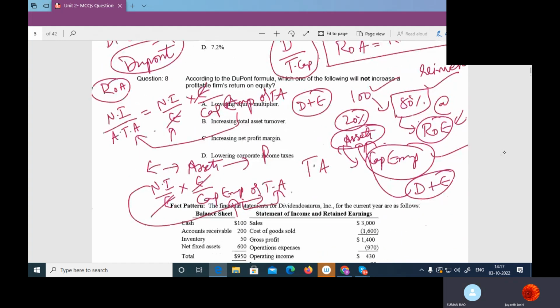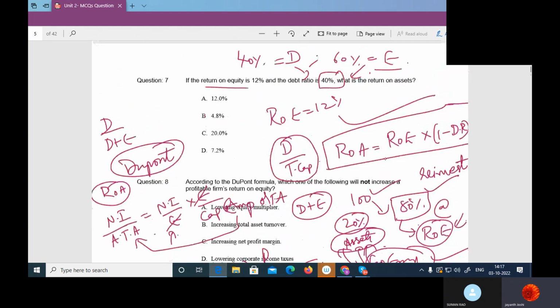So just go for this formula and do this question. Take your ROE: ROE is 0.12 into 1 minus debt ratio, which is 0.60. So 0.12 into 0.60 is how much? 7.2%. That is your return on assets. Please finish this, we'll go for the next question. See, they are also using the term DuPont here.